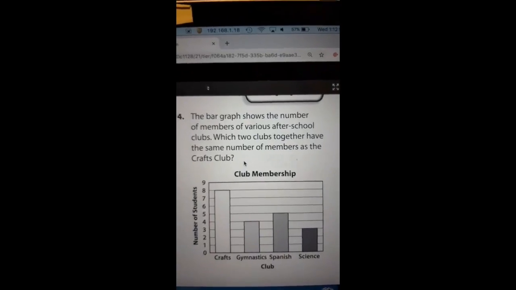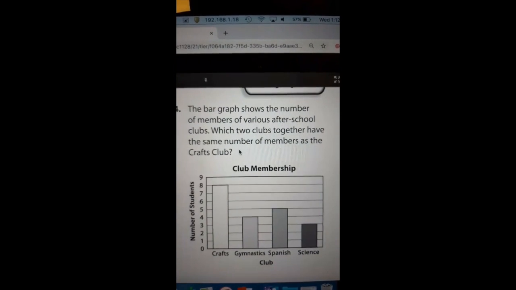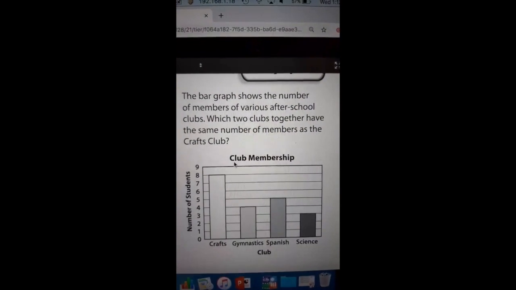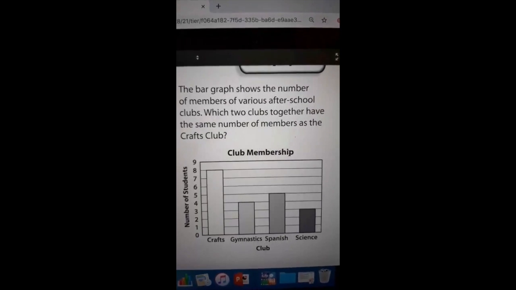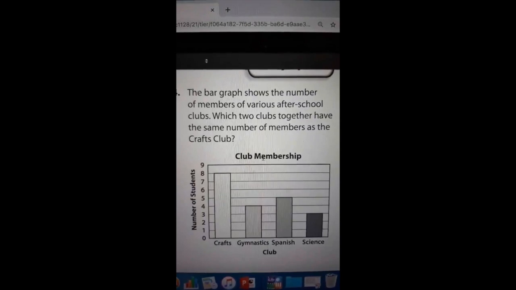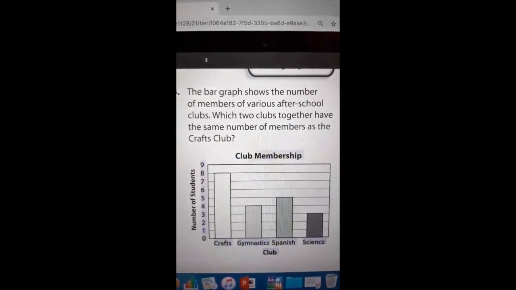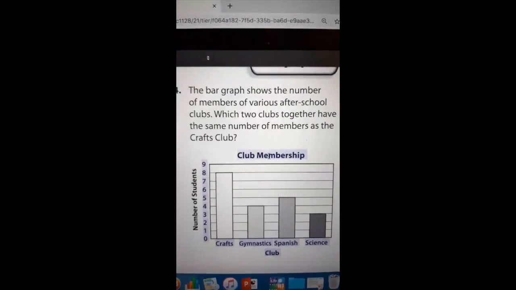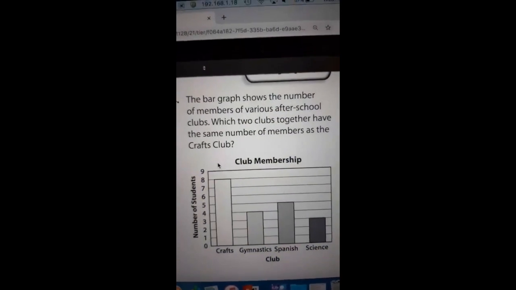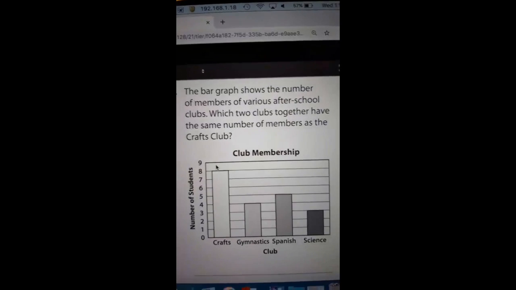The next problem we're going to look at is also a bar graph. This particular bar graph is representing club memberships. We know that because the title of the bar graph says club membership. So if you read up here, this part right here that says club membership is the title of the graph. That tells you what the graph represents or what information is provided in the graph.